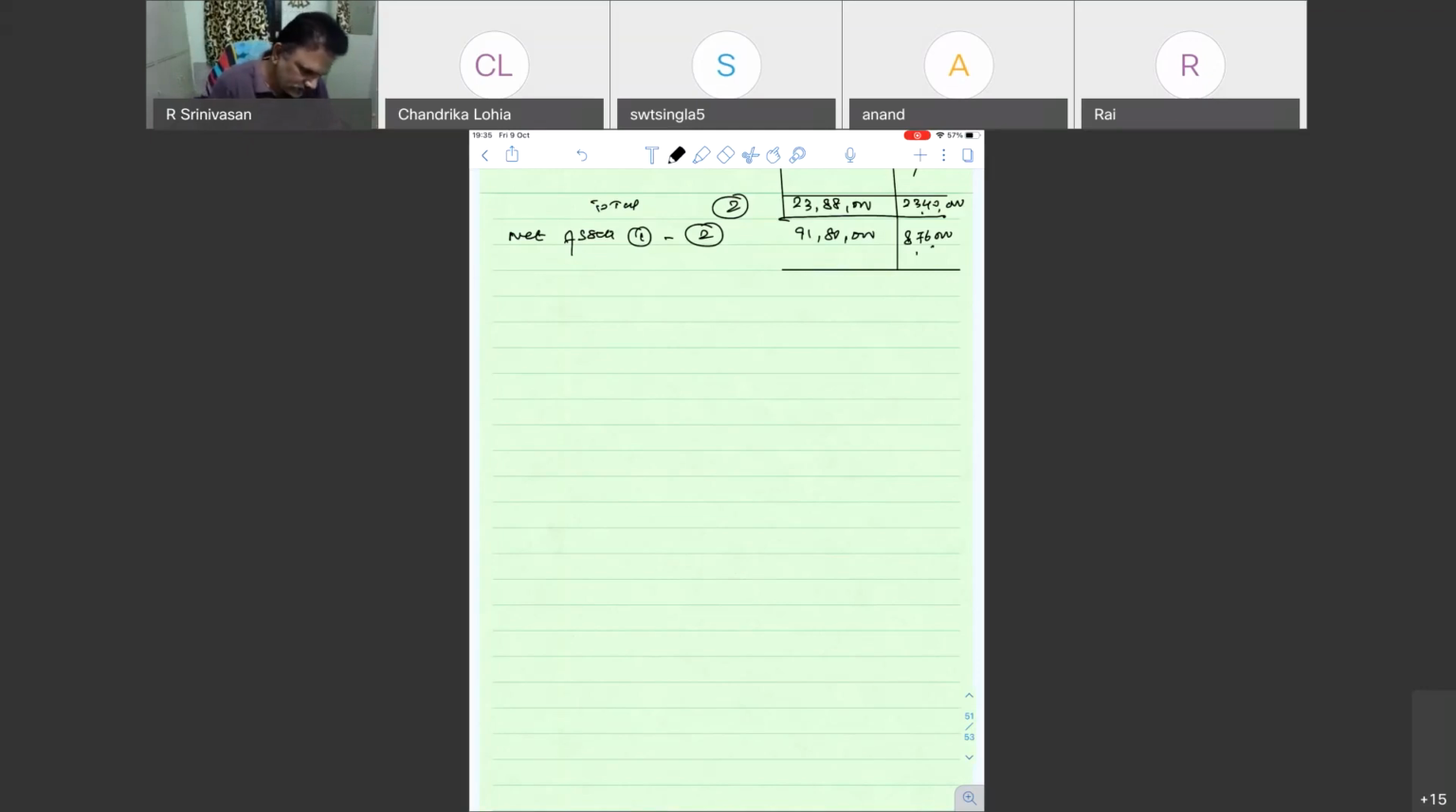Okay, let the net asset of P limited be X and that of P limited be Y.